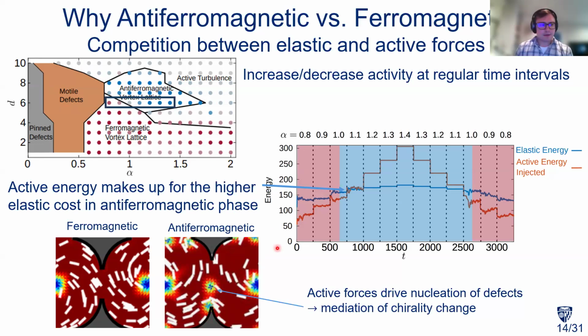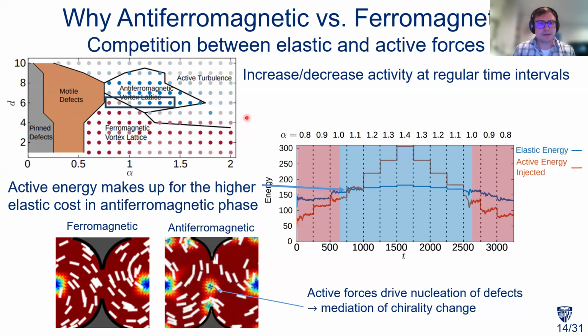And do you ever see +1 defects without this kind of ordering, where you don't have either ferromagnetic or antiferromagnetic? Right. Yeah.